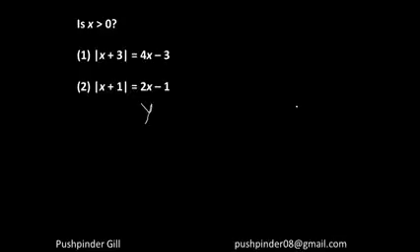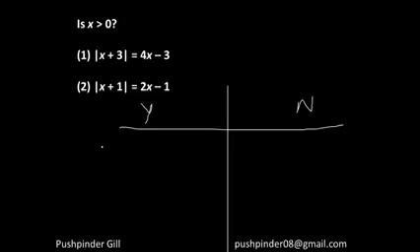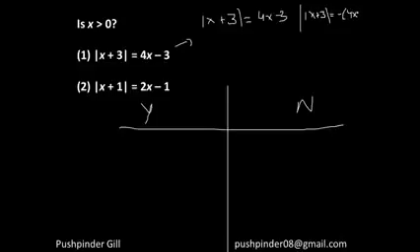Now again, I'm going to start with the same thing. I have to get a yes and I have to get a no. So over here, modulus of x plus 3 is equal to 4x minus 3. Whenever you get such questions, you should always try to do a little bit of algebra first. So modulus of x plus 3 is equal to 4x plus 3, or modulus of x plus 3 is equal to negative of 4x plus 3, because that's what modulus says, right? It can be either positive or negative.